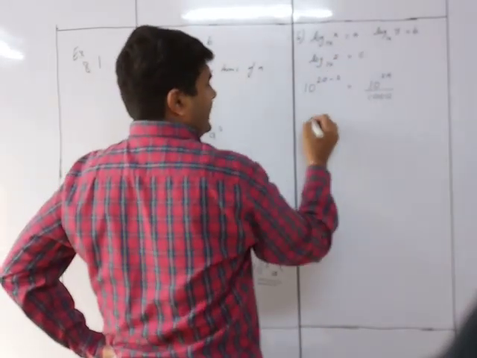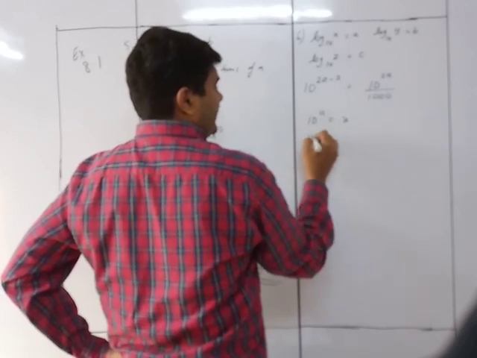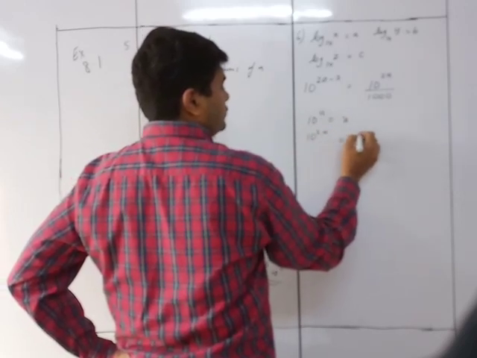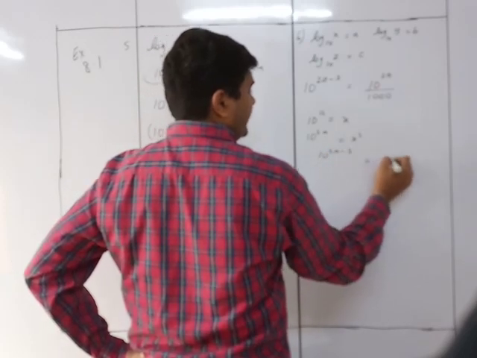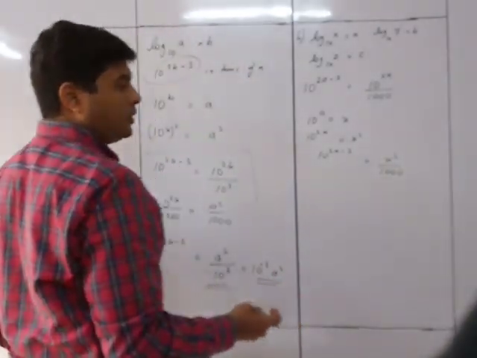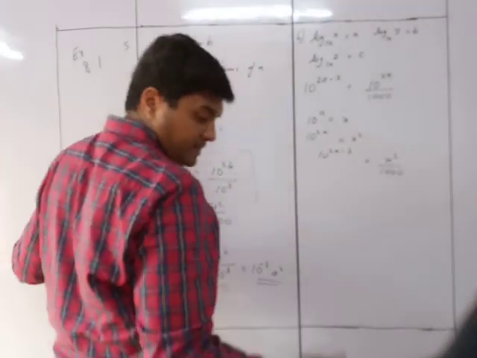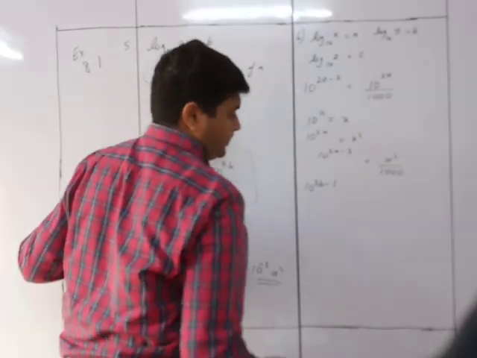Now you know that 10 raised to a is equal to x. So 10 raised to 2a is equal to x square. Therefore 10 raised to 2a minus 3 is equal to x square upon 1000. Got it? Next is 10 raised to 3b minus 1.